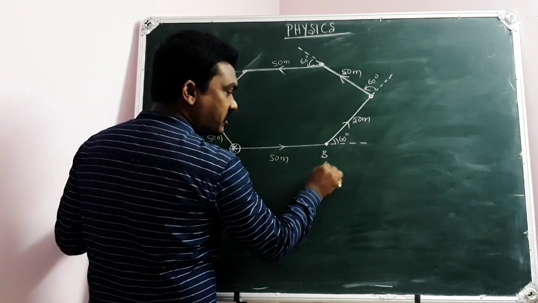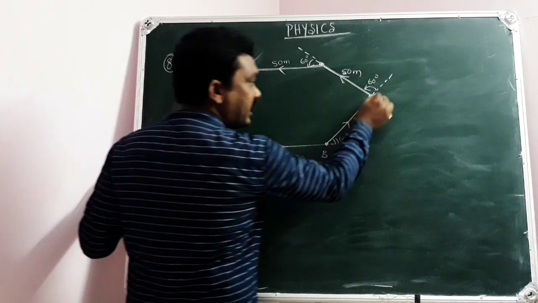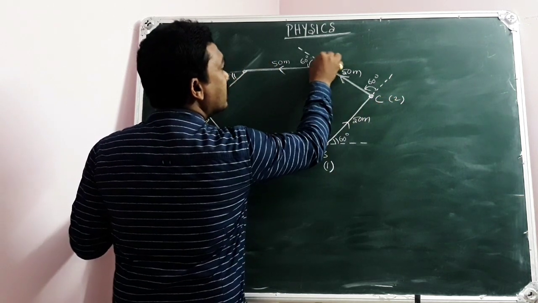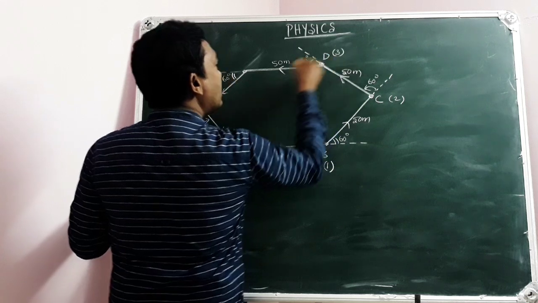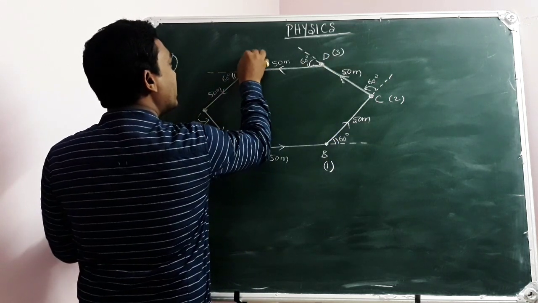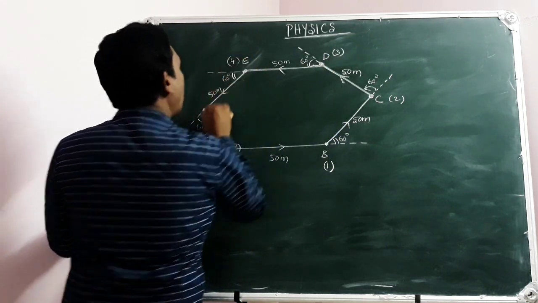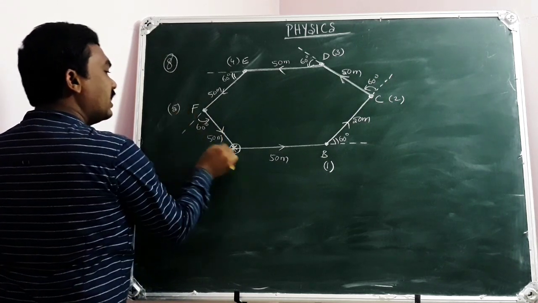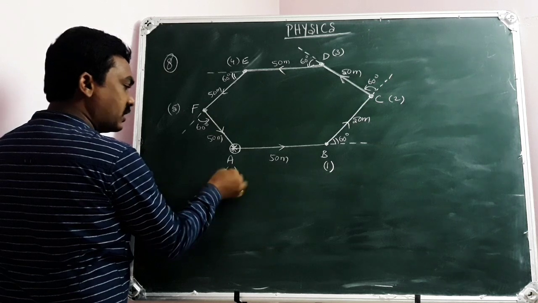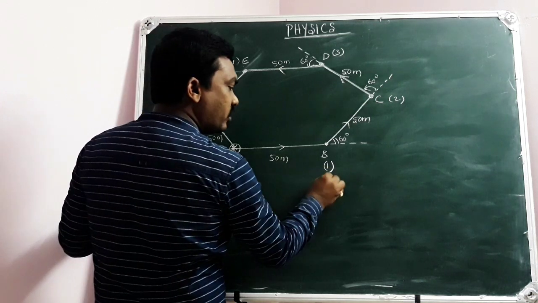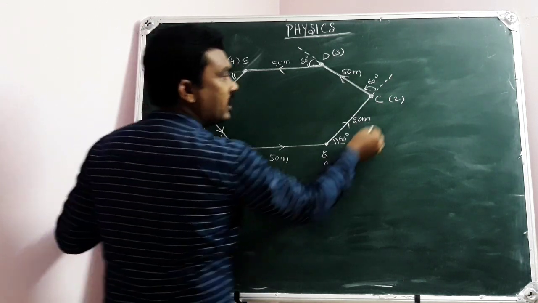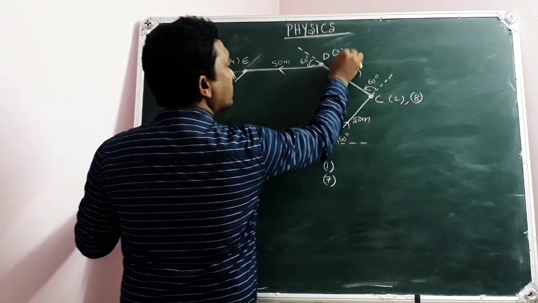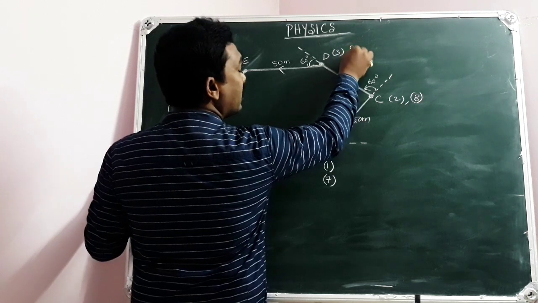At B, he has taken the first turn. At C, he has taken the second turn. At D, he is going to take the third turn. At E, the fourth turn. And at F, the fifth turn. At A, he is going to take the sixth turn. At B, the seventh turn. At C, the eighth turn. And at D, the ninth turn.